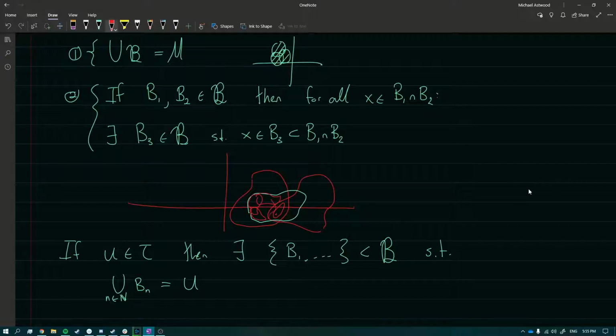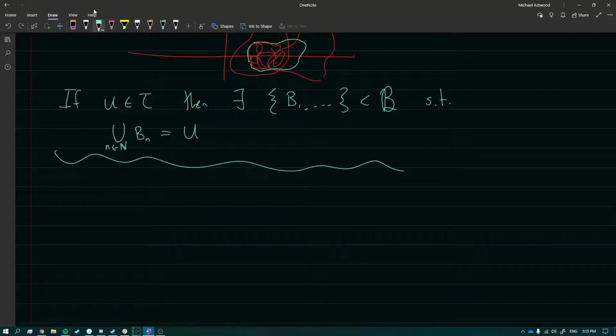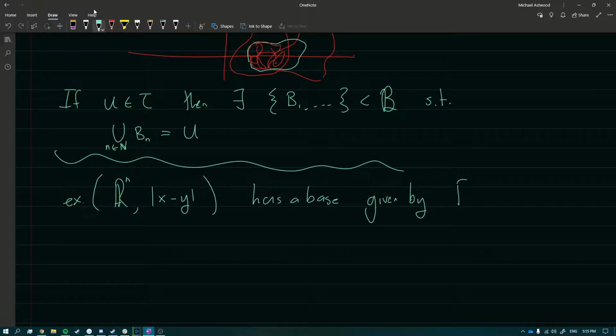So this is quite useful because we already know an example of a nice base. A nice base would be something like the open balls. So for example, Rn with the regular old metric space topology has a base given by the set of all open balls.